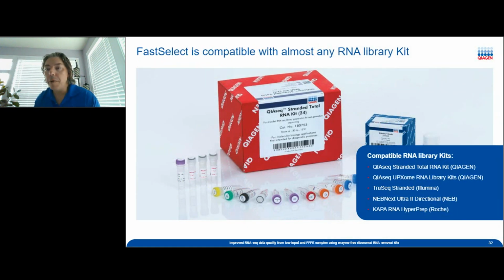FastSelect is compatible with the workflow that you're using in your lab. I showed you data using the QIAseq stranded kit because that's the kit that we often have here at QIAGEN on the shelf. But we've also tested it with the TruSeq workflows, NEB, Kapa, Takara, and the QIAseq UPXome RNA library kits, which is a new kit we have coming out. We've used it in single cell applications with different types of methods. So really, it's a universal tool that you can put into almost any RNA-Seq workflow, as long as the RNA-Seq workflow has a cDNA synthesis step.